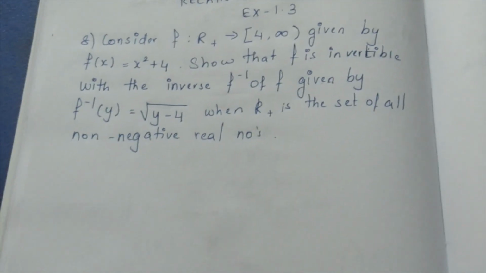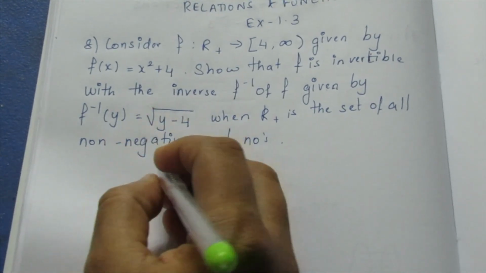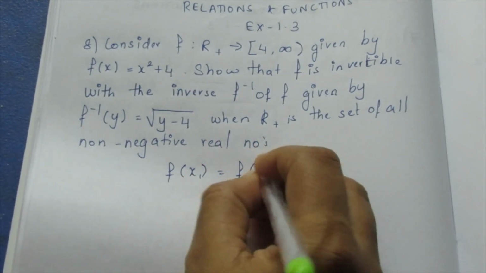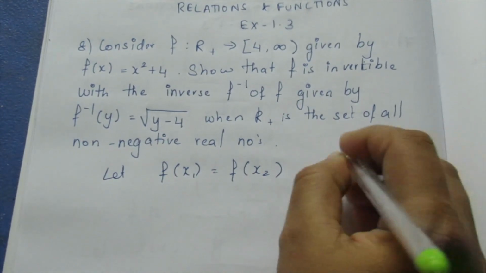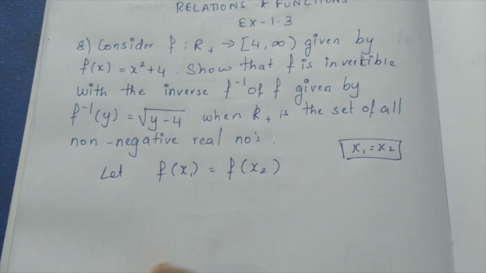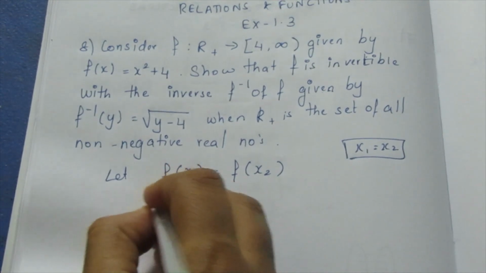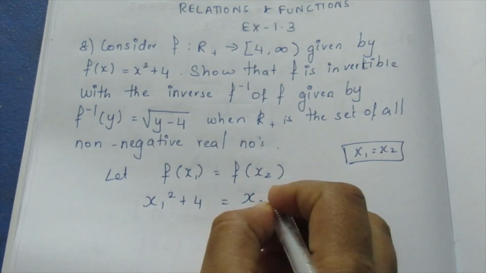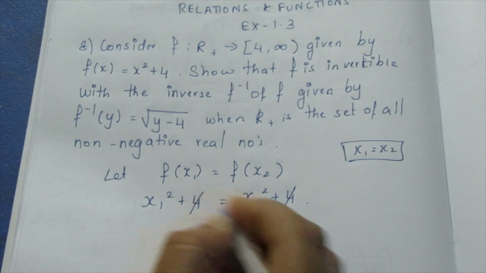For that we need to prove it is one-to-one and onto function. As I told before, to prove one-to-one, f of x1 should be equal to f of x2. Here we need to prove x1 is equal to x2. If we prove this, then we can say it is a one-to-one function. Now in the place of x we substitute x1. So x1 square plus 4 is equal to x2 square plus 4. Here both 4s get cancelled.